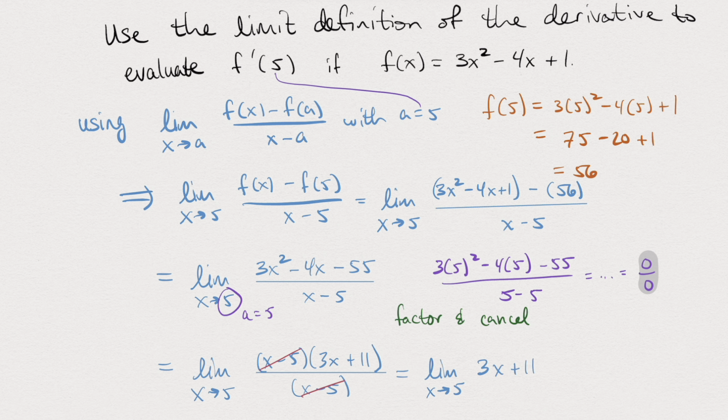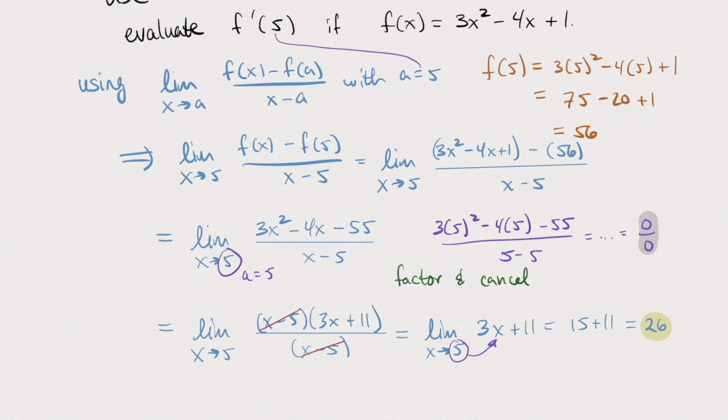We now have the limit as x goes to 5 of 3x plus 11. We get to plug in the 5, and we're going to see 15 plus 11 is 26. To conclude, we say f prime of 5 is 26.